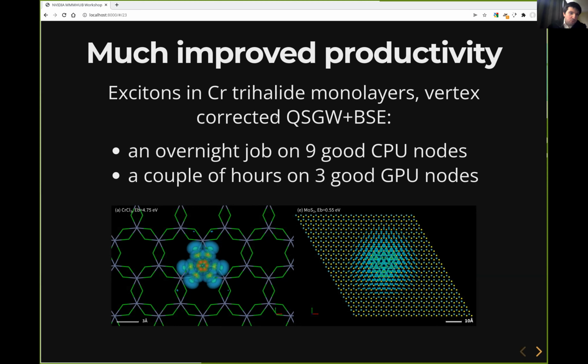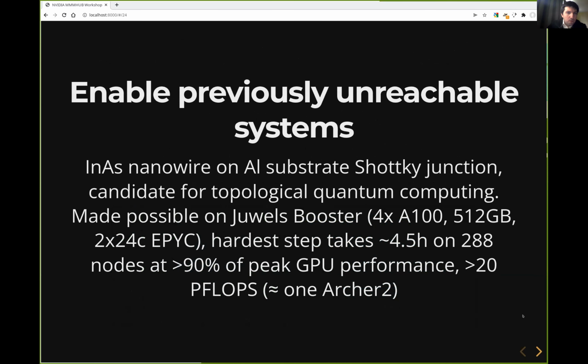Productivity: an example job for chromium trihalide, GW plus BSE, probably 15 iterations or so, if I remember. On 9 good CPU nodes, that's 64-core EPYC high frequency on TGCC, 2 of them per node, you're looking at an overnight job, and on just 3 nodes of Jules Booster, that's a couple of hours. And you can do that sort of molybdenum sulfide or so on BSE, which is quite nice. It enables previously unreachable cases also.